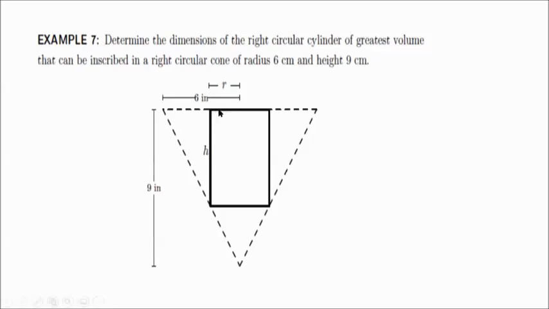Largest na volume ng cylinder, kapag sinabing right circular cylinder class, ibig sabihin, 90 degrees siya dito. Kapag right circular cone, 90 degrees dito. Okay? So ano daw yung maximum volume na pwede, let's say, ipapasok natin yung cylinder sa loob ng cone. Ano yung maximum na volume ng cylinder?